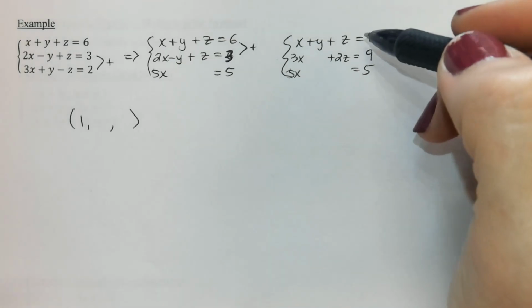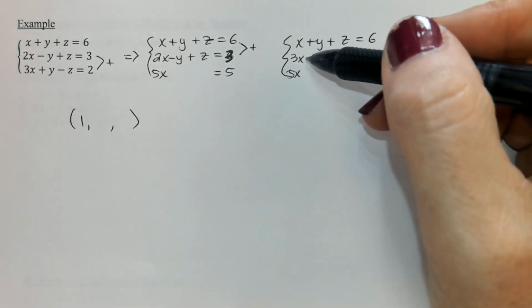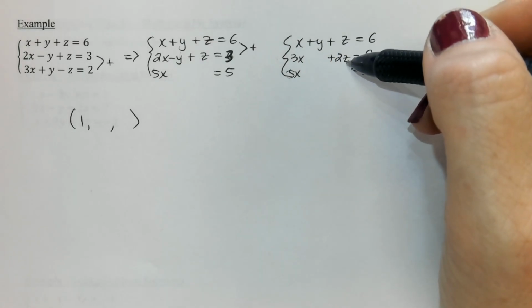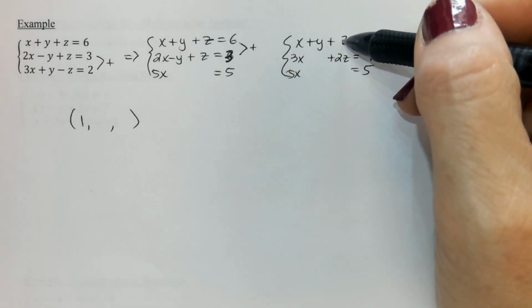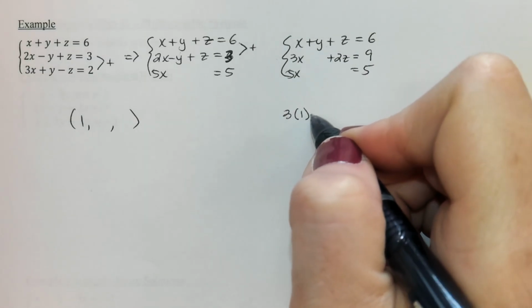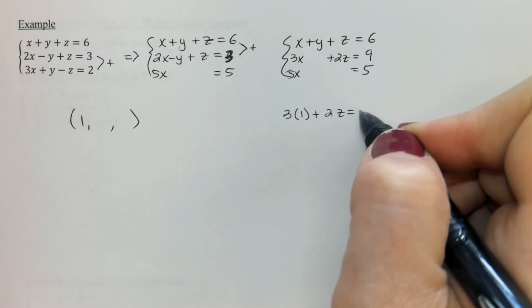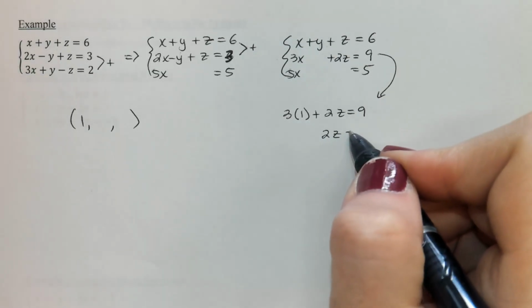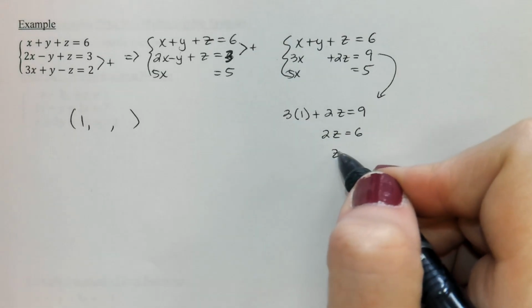Now it's looking great. I already know what my x is. This next equation has an x, which I can plug in for, and then I'll be able to solve for z, and then I'll be able to continue back substituting into the other 3 spots. So let's take my 3x. We know that's going to be a 1 plus the 2z equals 9, just taking that second equation. I'm going to solve that, so just subtract my 3 over. Looks like my z is 3.